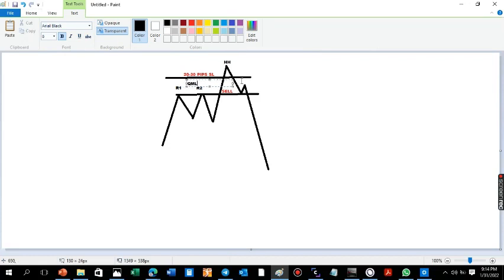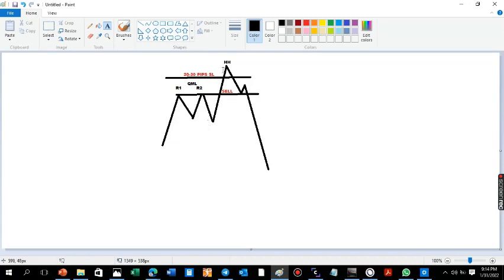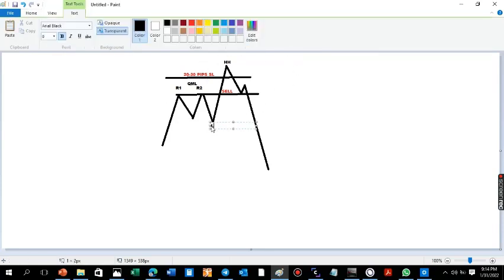And this double resistance is what we call a dual resistance, which is our QML. And then this is a rally base drop supply zone right here. Therefore, we look for a level to sell from, either here or our MPL, which we've talked about in several videos in the past, so you can go back and watch those videos.